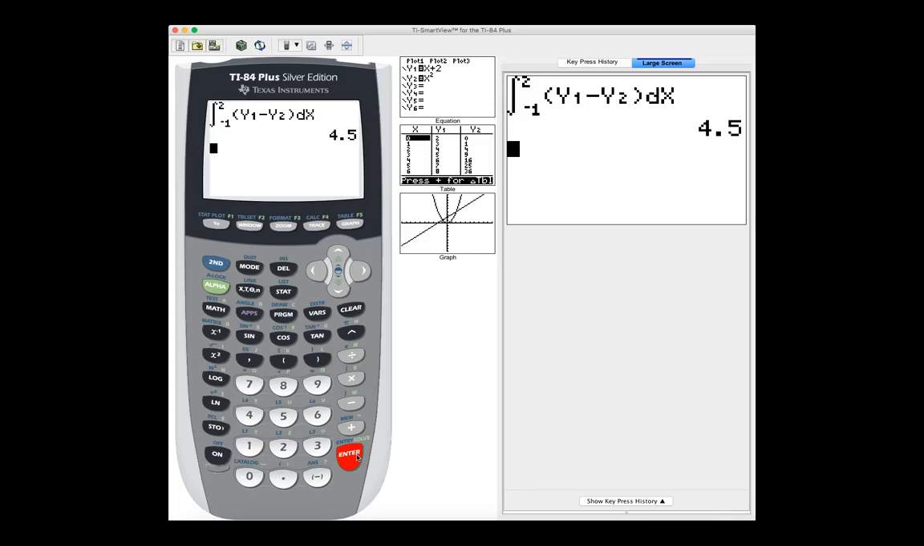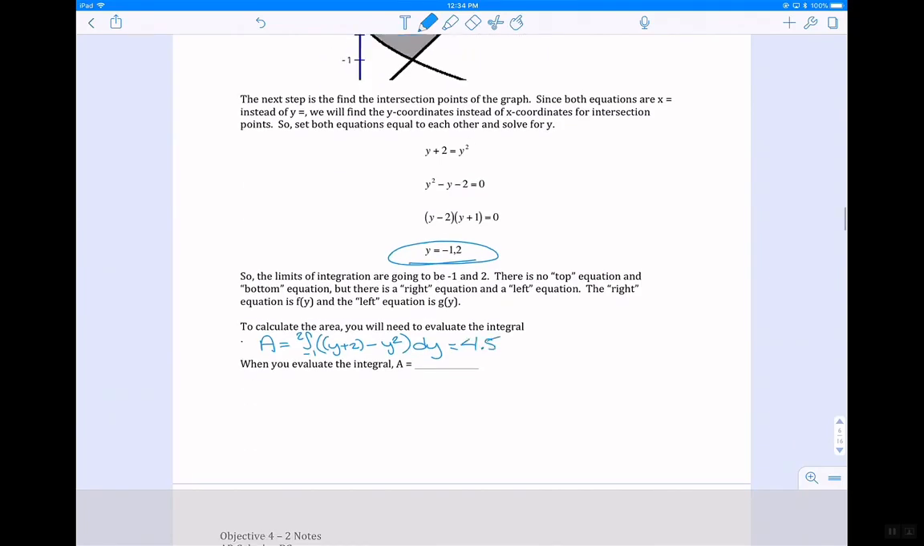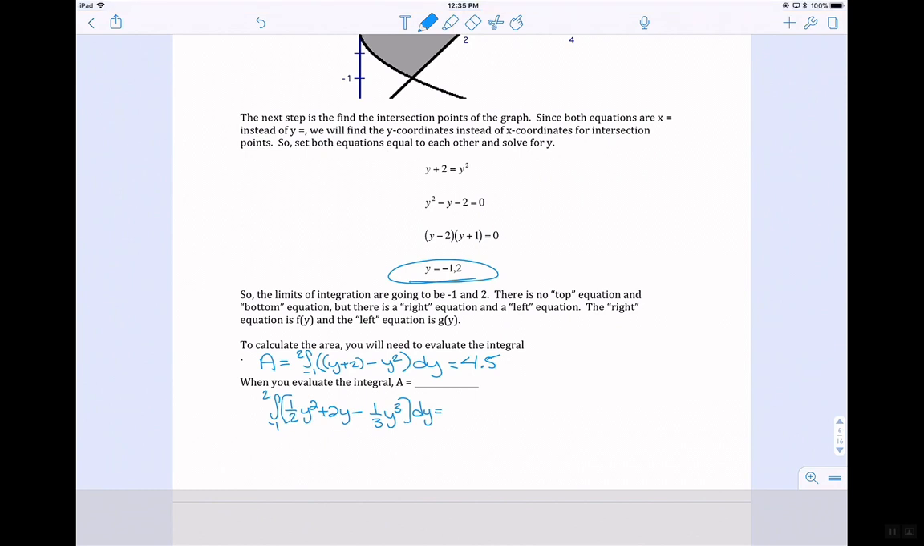Okay, so now let's take a look. Let's go back. So what I said is that you're supposed to get 4.5. If you don't believe me about the integral, let's just do it real quick. From -1 to 2, this is 1/2 y squared plus 2y minus 1/3 y cubed. And we're not going to have the integral symbol, not have the dy. And we're going to evaluate from -1 to 2. So I took my integral, so I had to get rid of that integral symbol.